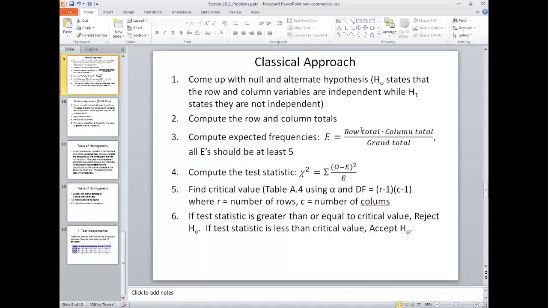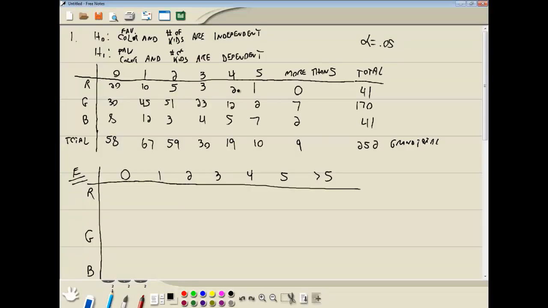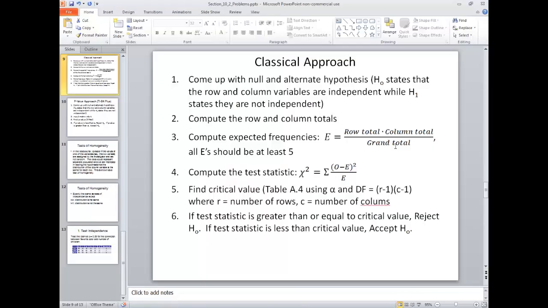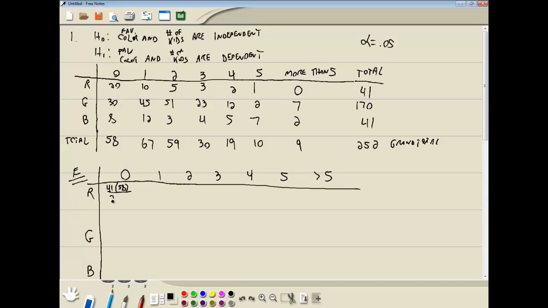Okay, so we're going to have our row total times our column total. So if I look at 20 here, row total, if I come over, is 41. So we're going to have 41 times column total, so if I come down, is 58. Divided by our grand total, which was 252. For our 10 here, I go over, my row total is 41. Times, and I come straight down, my column total is 67 divided by 252. Now the row total for this first one will be 41 in all of them, so I'll go through and put that in.